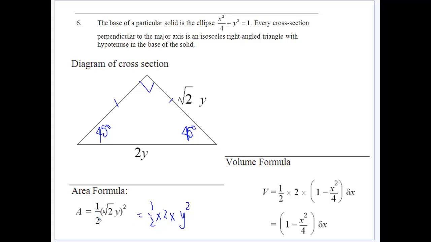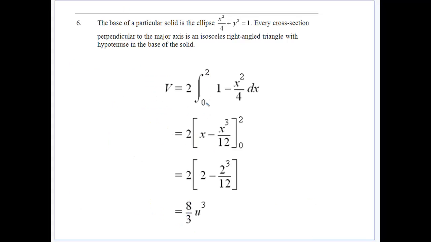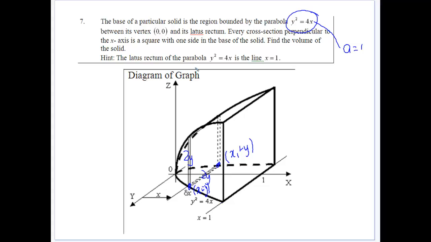So we get the area of this as a half times the root 2y times root 2y. In cleaning that up, that just gives us the y squared, so the half times the 2 is going to cancel. We just get the y squared, which is 1 minus x squared on 4 times the delta x. We integrate again between minus 2 and 2, so we're going to take two lots of 0 to 2 of the 1 minus x squared on 4, which will come down to 8 on 3.